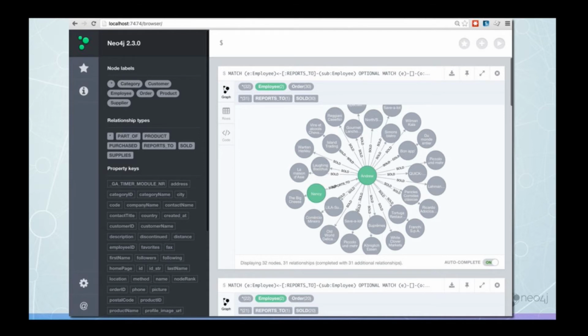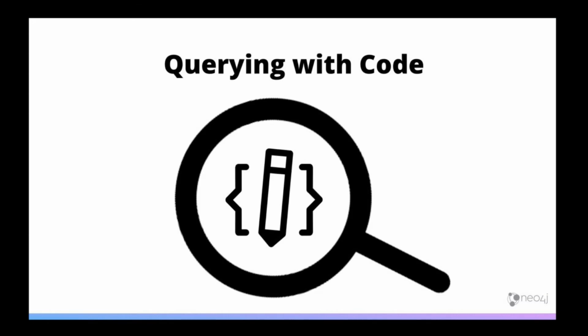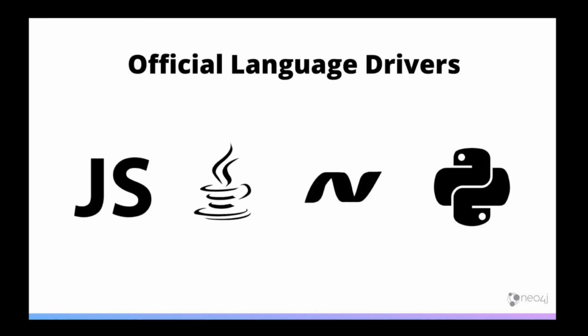Of course, Neo4j isn't designed to just query in a web interface. It's also designed specifically to query within code. You want to be able to write application code which queries your Neo4j database and makes decisions in real time based off of the graph.